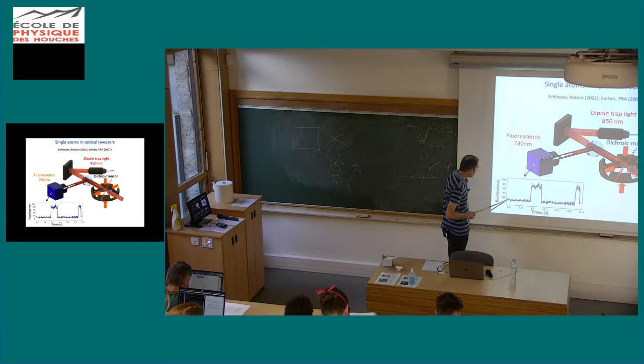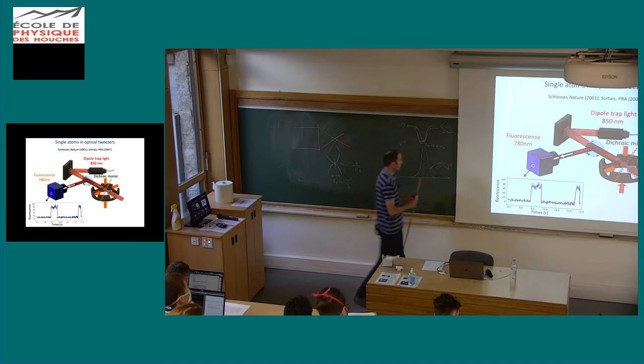So essentially you start from a background, and at some point one atom enters the trap. It tells you, hey, I'm here, you can start the experiment. You keep it for several seconds, up to 20 seconds typically. And then at some point you lose the atom. The striking feature is that you never have double steps, which is to say that you either have 0 atoms or 1, but almost never 2 at the same time.